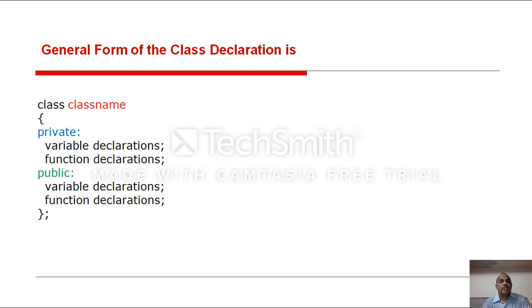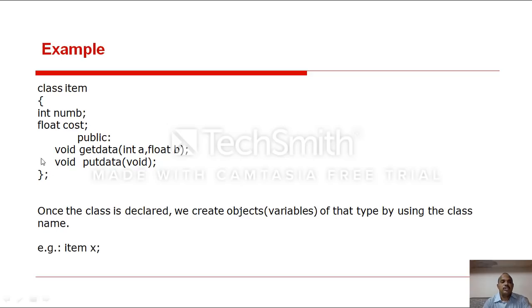Then here public also, public variable declarations and function declarations. Simply, a class is nothing but a collection of members and member functions. This is the general form of the class declaration. Example: class item, integer number, float cost, public, void getdata(int a, float b), void putdata(void). This is the example of a class.